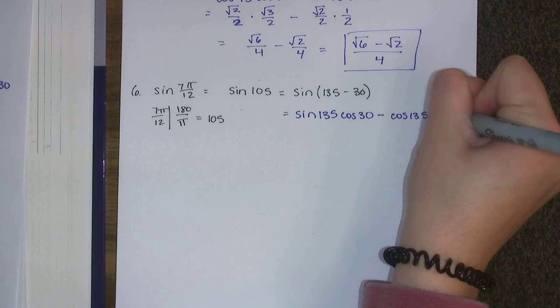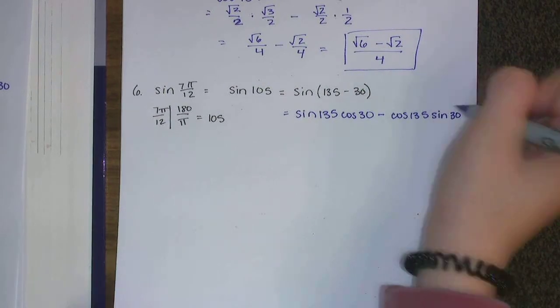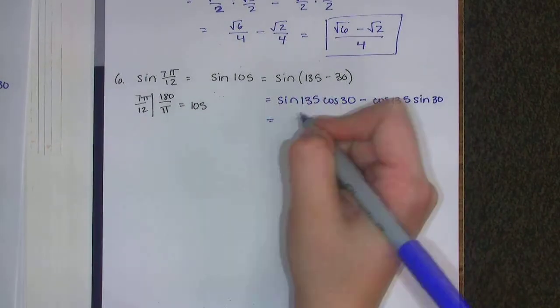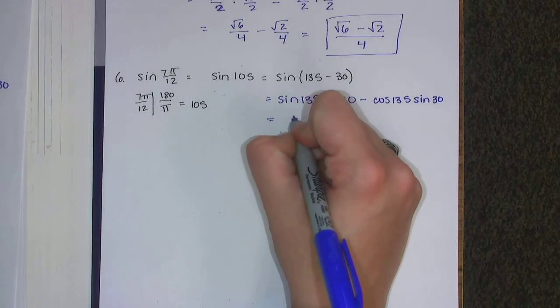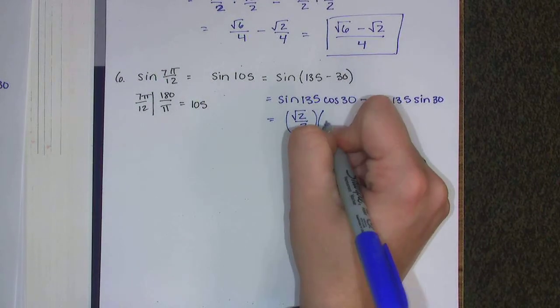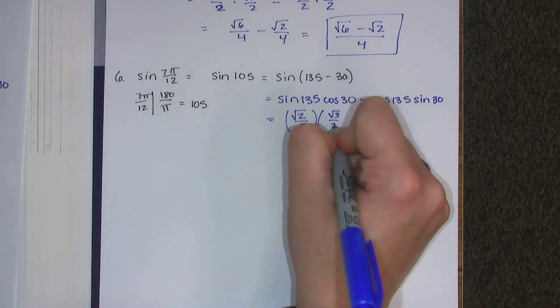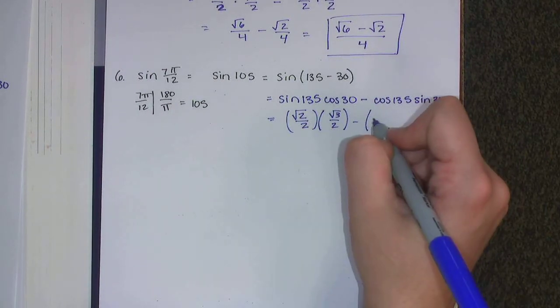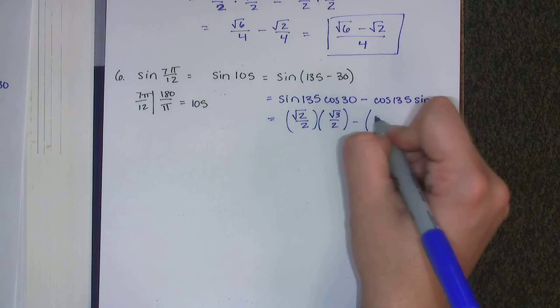And just reading values off of your unit circle. Sine of 135 is root 2 over 2, times cosine of 30 is root 3 over 2, minus cosine of 135 is minus root 2 over 2. So make sure you pay attention to those negative signs there. And sine of 30 is 1/2.